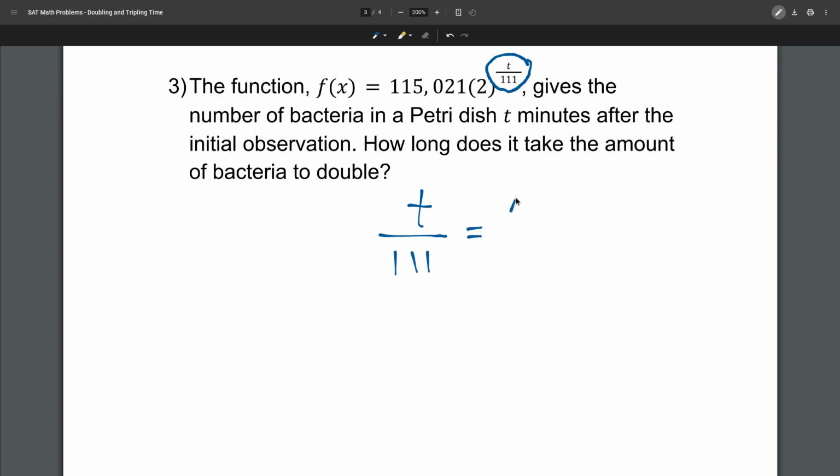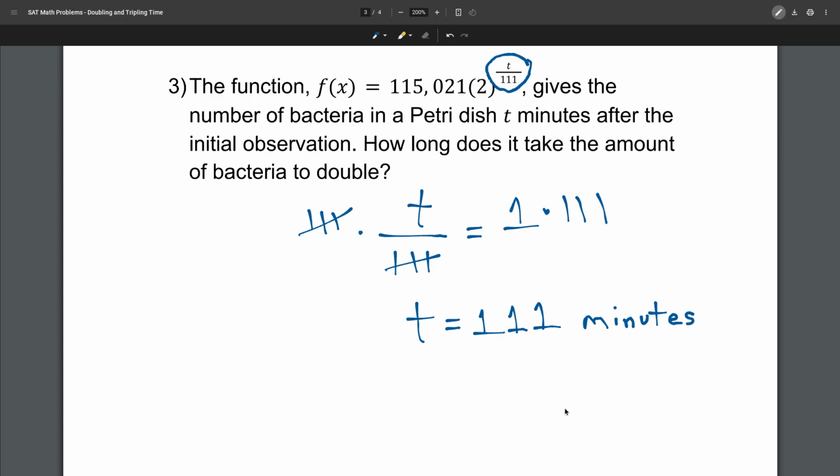So we're going to set t over 111 equal to 1. I want to get rid of the division by 111, so I'm going to multiply both sides by 111. 111 divided by 111 is 1. 1 times t is just t, so we have t equals 1 times 111, which is 111. And that's minutes. And there we go for that one. Let's try one more.